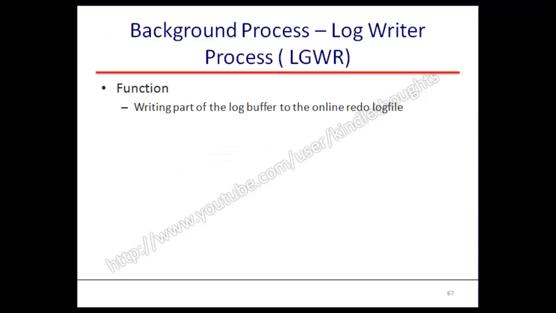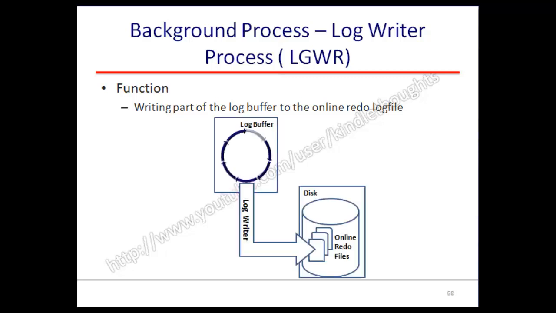The next process is the log writer process. This is an important process like the database writer, and its main function is to write part of the log buffer to the online redo log file. So pictorially, as we have seen in the earlier session, a log buffer is a circular buffer. It's a very small buffer compared to the database buffer cache, and the log writer keeps writing the redo records from the log buffer to the online redo log files on the disk.